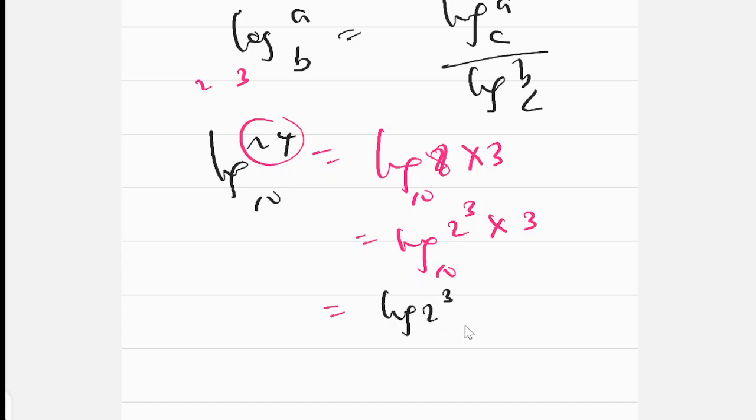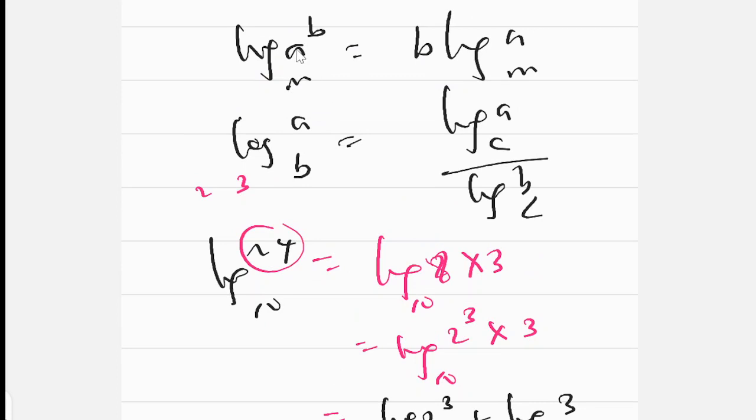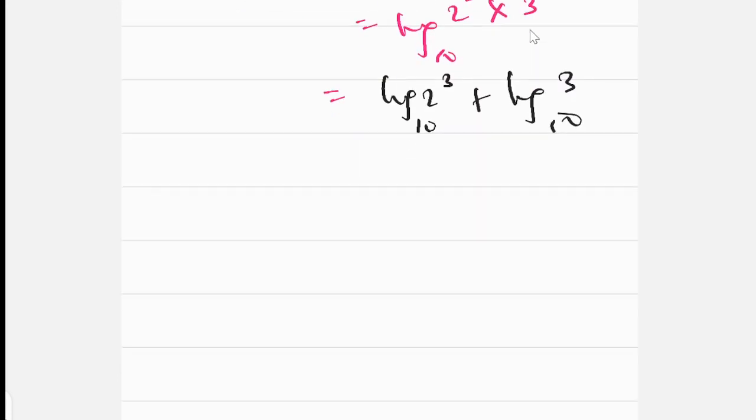Log 2 raised to power 3 base 10 plus what? Log 3 base 10. And don't forget, one of the laws I wrote is that when you have log a raised to power b to base m, it is the same thing as b log a base m. So it means you can write this as 3 log 2 base 10 plus log 3 base 10. Now we have it in terms of what? In terms of 2 and 3.